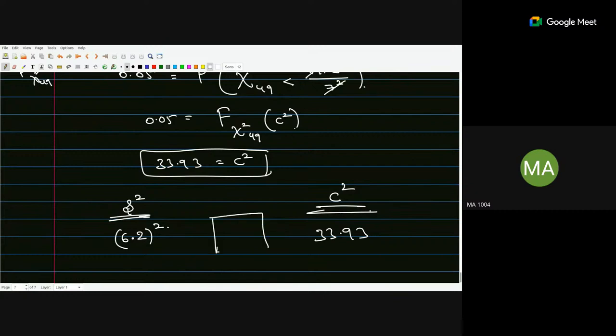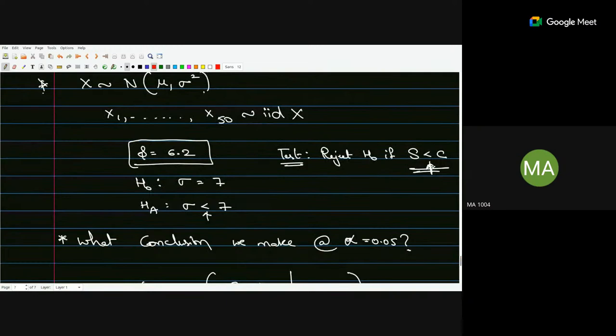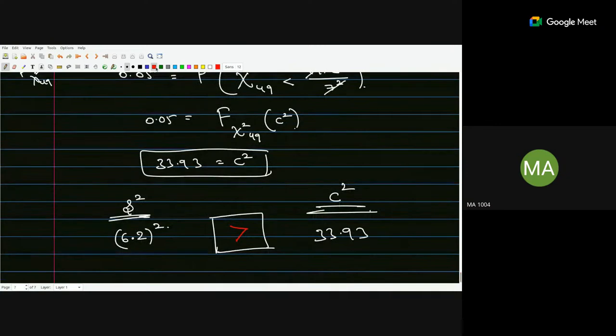We need only the sign, right? What sign will it be? Will it be greater than or less than or equal to? Greater than. Sir, greater than. So we got S square greater than C square, which more or less means S greater than C. But when do I reject? I reject if S is less than C. But here I got S greater than C. Okay. So that means we are going to accept H naught.